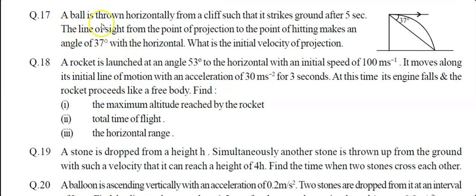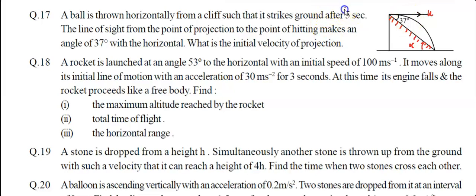It says a ball is thrown horizontally on the cliff. So this is the horizontal velocity you are using for the ball to throw, and after 5 seconds it hits, this is given to you. So you can think of this as an inclined plane, right? And you can use the motion of inclined plane. And this is alpha. Alpha is 37 degrees, and theta is also 37 degrees.